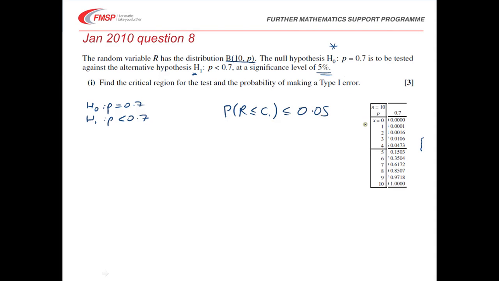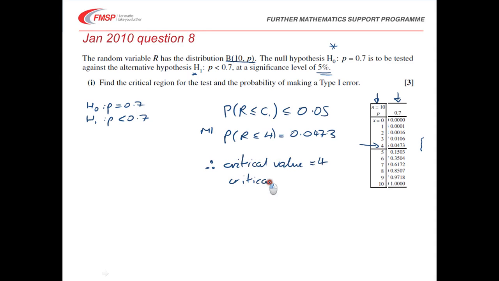So what we do is we look in the table for a binomial of 10 and a p of 0.7, for our critical value. And we can see that here the probability of R being less than or equal to 4 is in fact 0.0473. So this is done by looking it up in a table. So you get 1 mark for doing this. So therefore we know that your critical value is equal to 4, and your critical region is any value that is less than or equal to your critical value. So we're getting 2 marks for that.